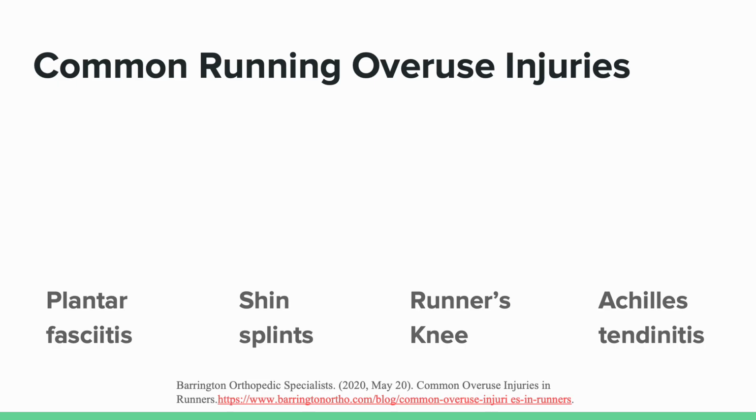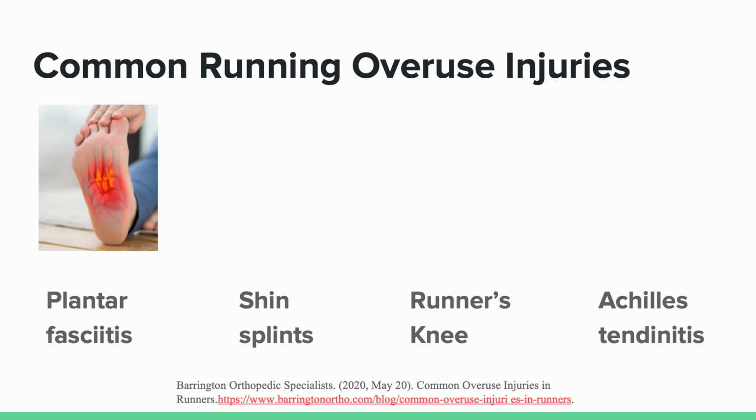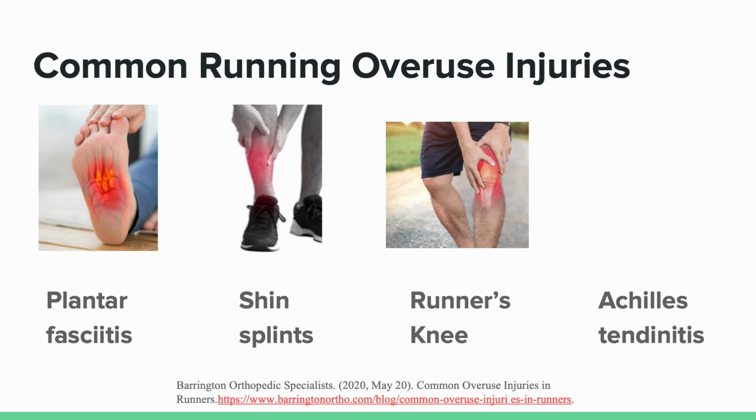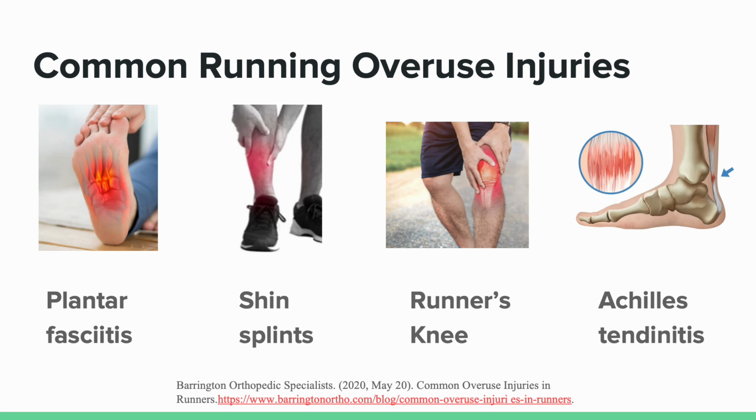So to start, some common running overuse injuries include plantar fasciitis, characterized by damage in the tissue that runs along the arch of the foot, shin splints, characterized by pain along the front of the shin bone, runner's knee, characterized by pain around the kneecap, and Achilles tendinitis, characterized by damage to the tendon connecting the calf muscle to the heel bone.